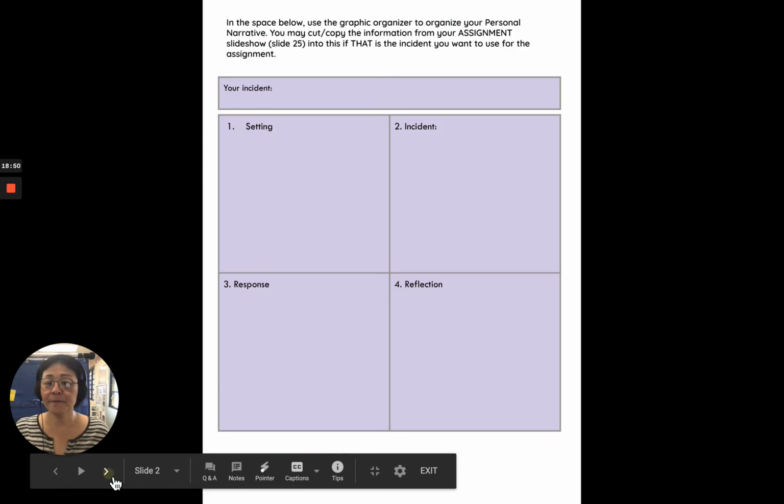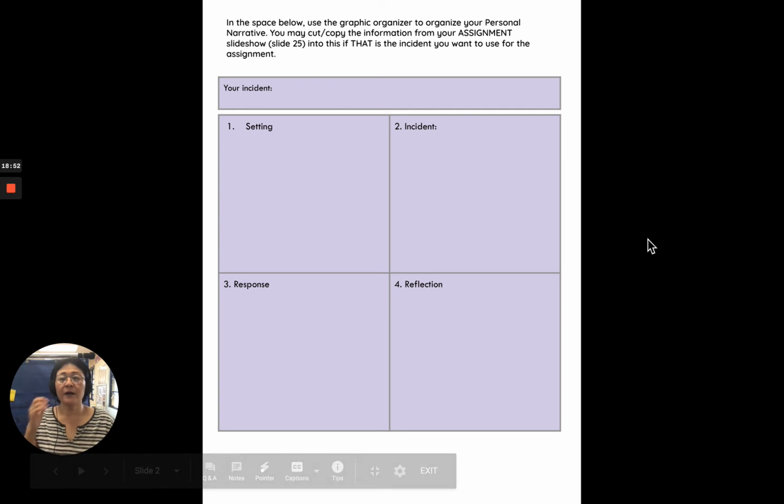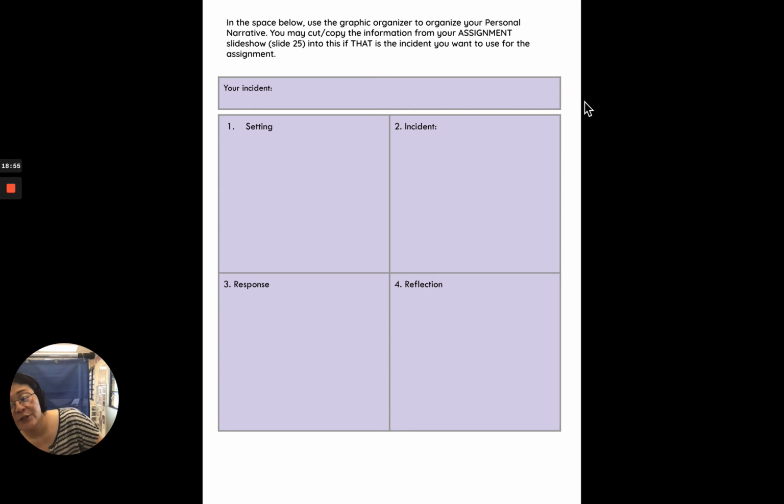Next, for the formative, this should look familiar. Okay? In the space below, use the graphic organizer to organize your personal narrative. You may cut and copy the information from your assignment slide 25 into this if that is the incident you want to use for the assignment. So if you want to use your slide 25, you absolutely can. Make sure you have enough information. But if you want to totally come up with something brand new, you can do that as well. Okay?